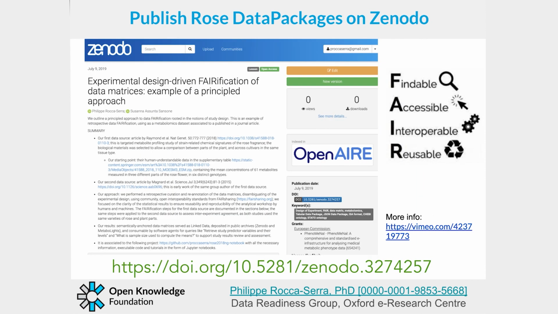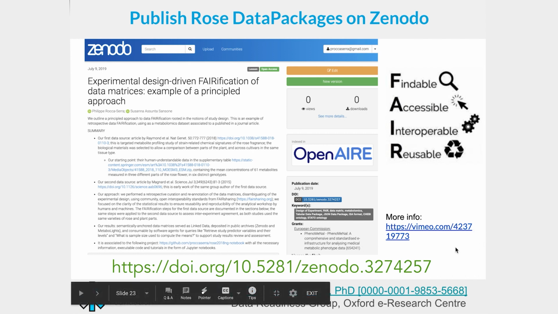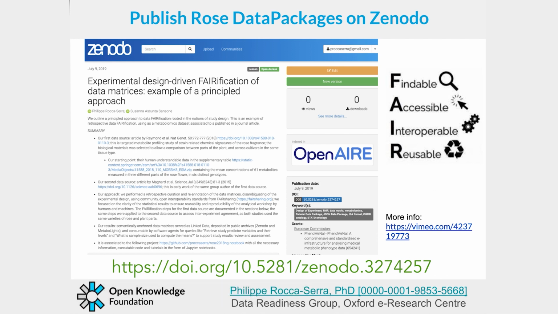But to summarize the work that Phil and his team did with DataPackages and with making their rose data more FAIR by using frictionless data, here is a screenshot of their Zenodo page where they have their paper showing the research that they did and also the data packages of this data, and there's a DOI to it. So in summary, they use frictionless data to make this data more findable, accessible, interoperable, and reusable. And Phil recently gave a talk on this that goes into a lot more detail than I did, and that's right here. If you're interested, I encourage you to check out that video.